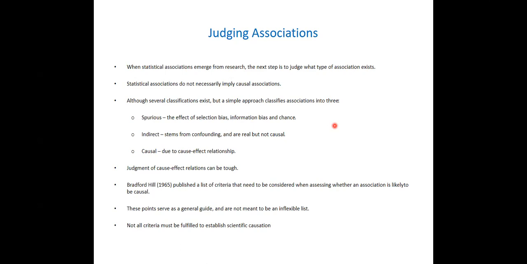Again, you need to be able to differentiate. Now, after you have done your study, you say this is a relative risk of 10 and the confidence interval shows this is significant. But does it mean that it's clinically significant? Some people say statistical significance does not mean clinical significance. Now, when a statistical association emerges from research, the next step is to judge what type of association exists. Statistical association does not necessarily imply causal association.